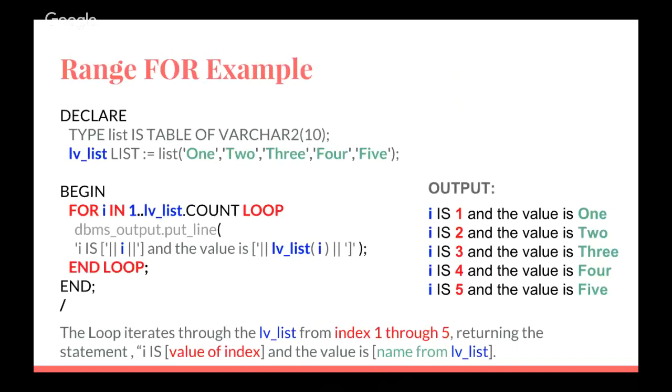The loop iterates through the LV list from index 1 through 5 using the count function and returning in the statement I is, and it shows the value of the index and the value of the name from the LV list. And you can see that the names are in green, 1, 2, 3, 4, 5, and it pulls from the loop in each one of the indexes, 1 through 5.